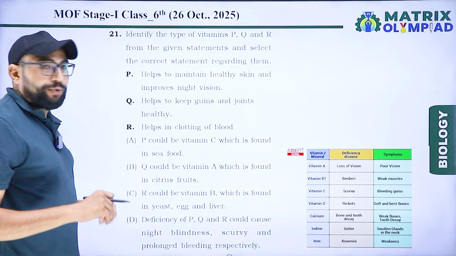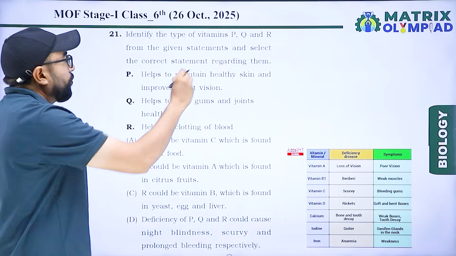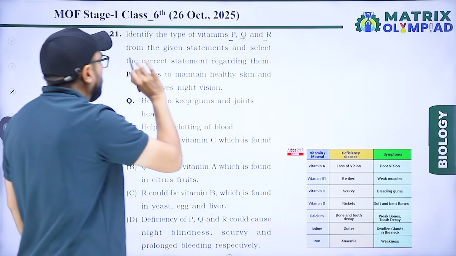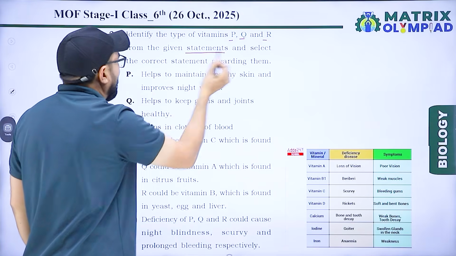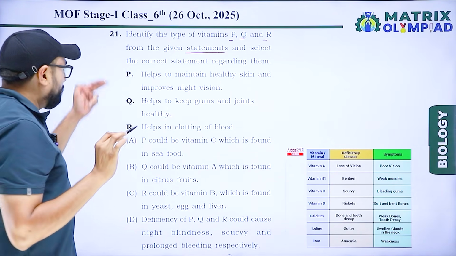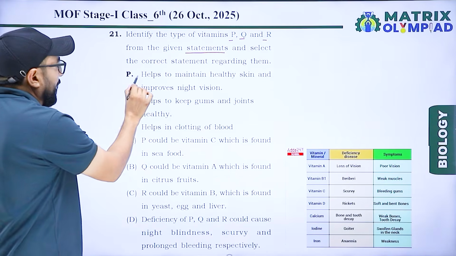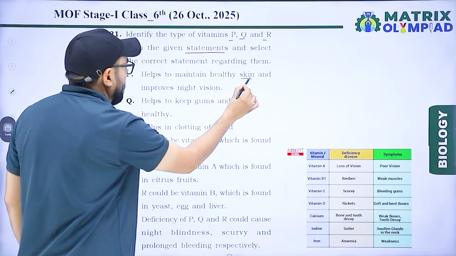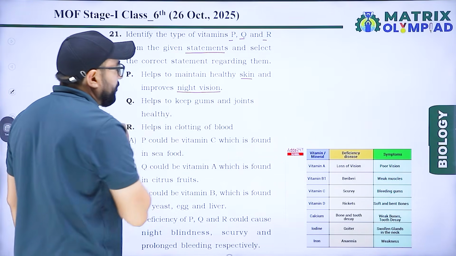First question for class 6th. Identify the type of vitamin PQR from the given statements and select the correct statement regarding them. PQR help to maintain healthy skin and improve night vision.